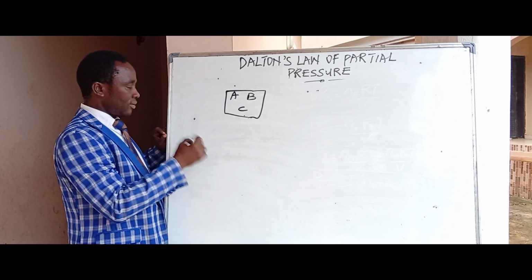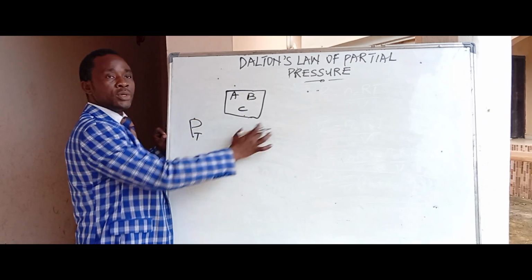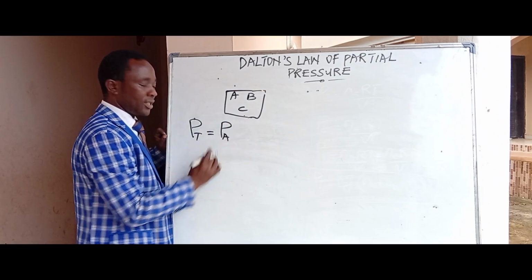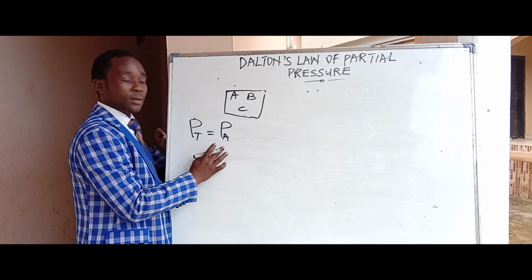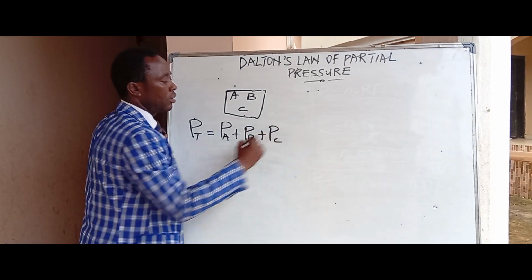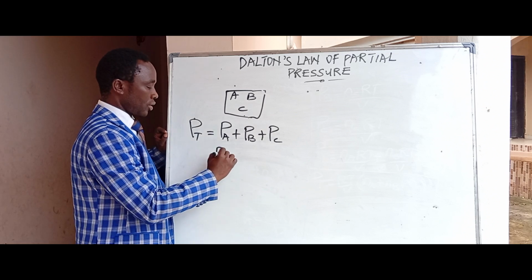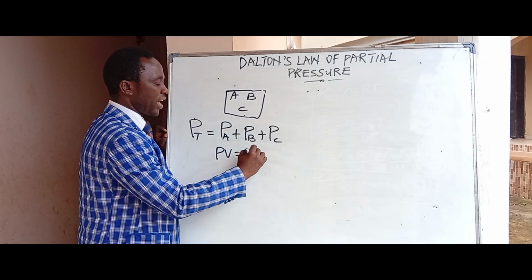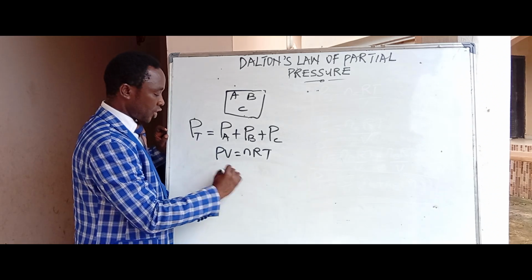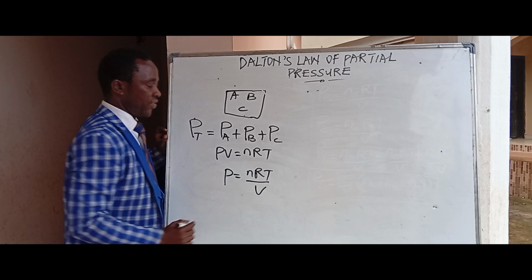What we simply mean is this: the total pressure exerted by this mixture of three gases will be equal to the partial pressure of gas A, pressure exerted by A alone, plus the partial pressure of B plus the partial pressure of gas C. Remember from the ideal gas equation, pressure multiplied by volume is equal to nRT. If we make pressure the subject, pressure will be equal to nRT divided by V.